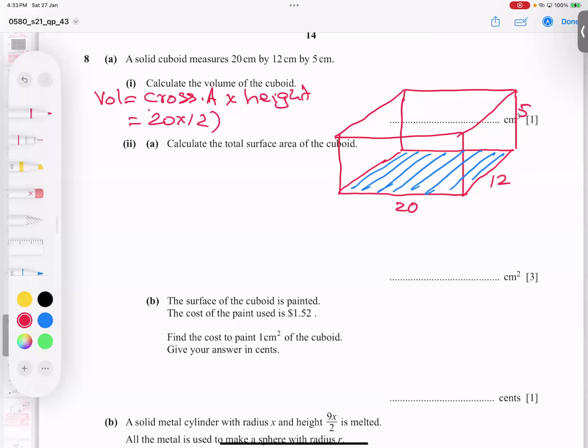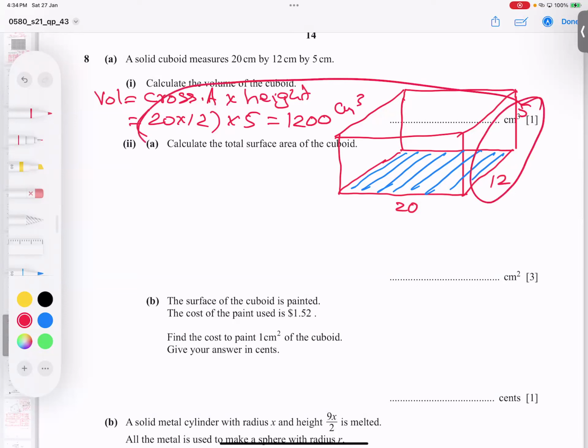And what is the height of the object? 5. So that's simple. If I multiply them, 20 times 12 times 5, I get 1200 centimeter cube. Alhamdulillah Rabbil Alameen. That is why if you take this as cross area, 5 and 12 will be here and 20 will come outside, so no effect will come. Same answer will come.